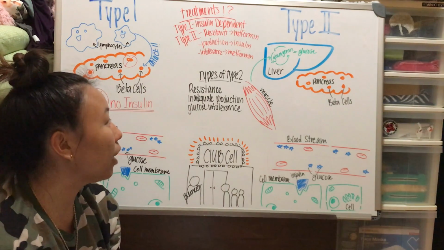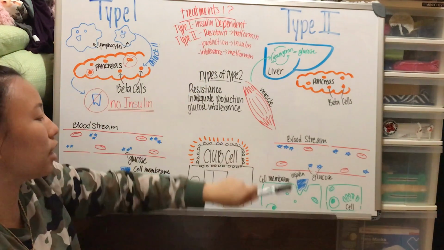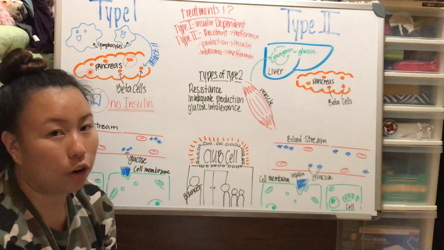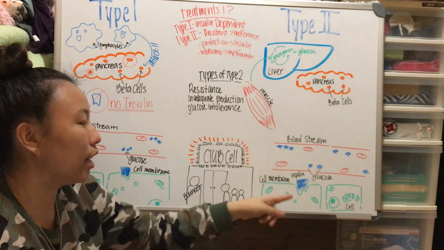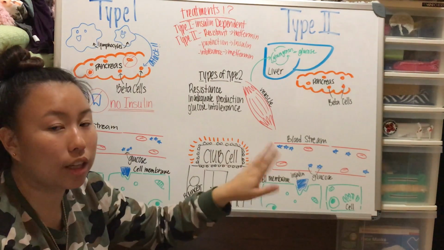And for treatments for type 2, if you have insulin resistance at the cellular level, you give them metformin. So metformin helps with the insulin resistance and helps the cells respond to the insulin.